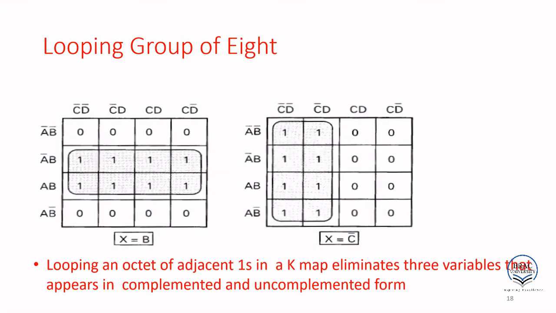And if you are looking at a group of 8, so looking at an octet of adjacent ones in a K-map eliminates 3 variables. So you have A, B, C, D, 3 eliminate, just 1 is output. If you look at here, it becomes A, B, A prime B. So A prime is cancelled, it becomes B, and here all is cancelled. So only B. Same here. All becomes cancelled. A, B, it becomes C prime, D prime cancel, it becomes C prime.